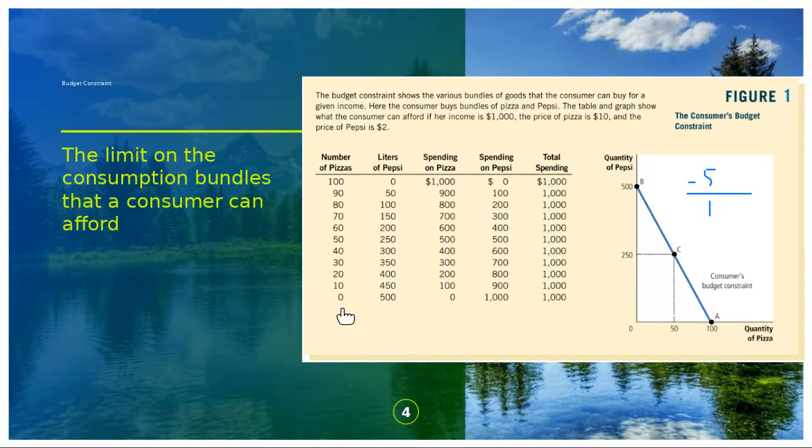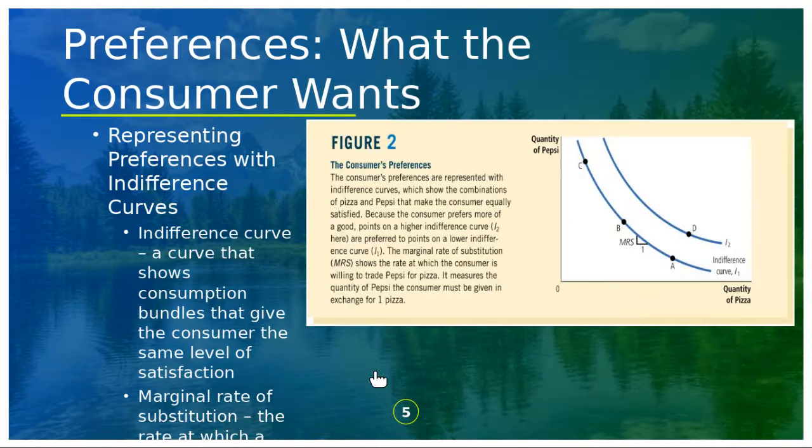Now, there's another aspect of this. We don't just have the budget, and the budget determines everything the consumer is going to spend. No, the budget simply determines the limits on a consumer's spending. And so what the consumer wants is then modeled in a different way.